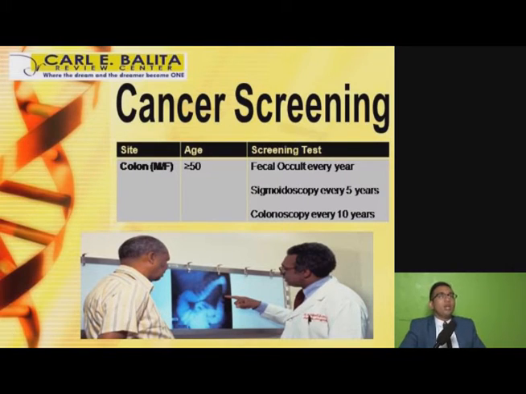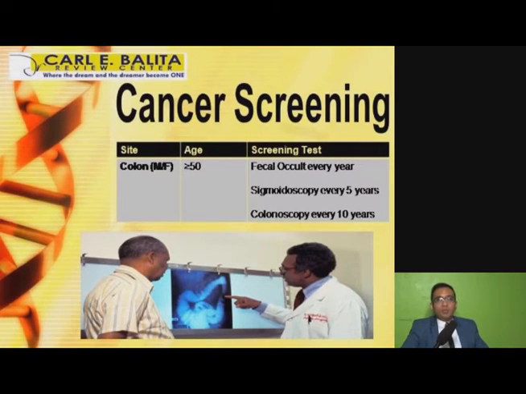Next one, sigmoidoscopy should be done every 5 years. Tandaan yan, yan ang tinatanong sa boards. And colonoscopy every 10 years. So tandaan, for colon cancer, ilang taon? 50 years and above. Guayak or fecal occult every year. Sigmoidoscopy every 5 years. And colonoscopy every 10 years.